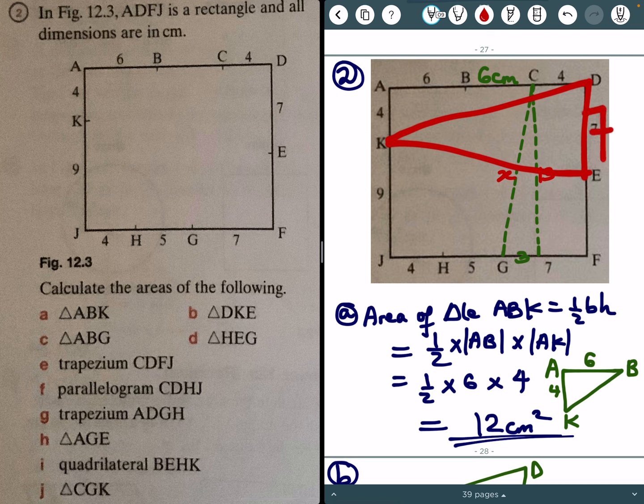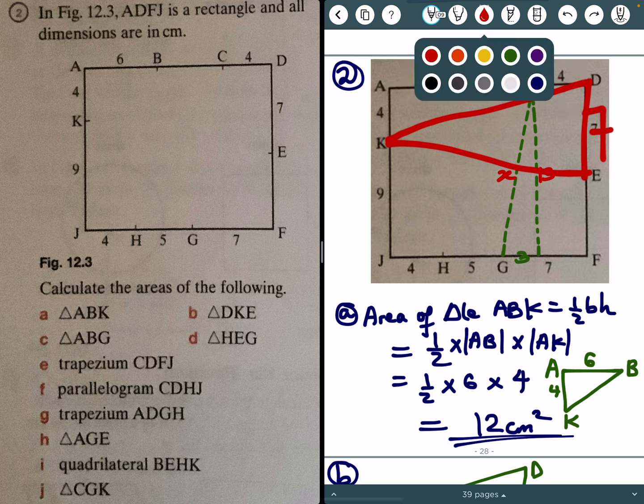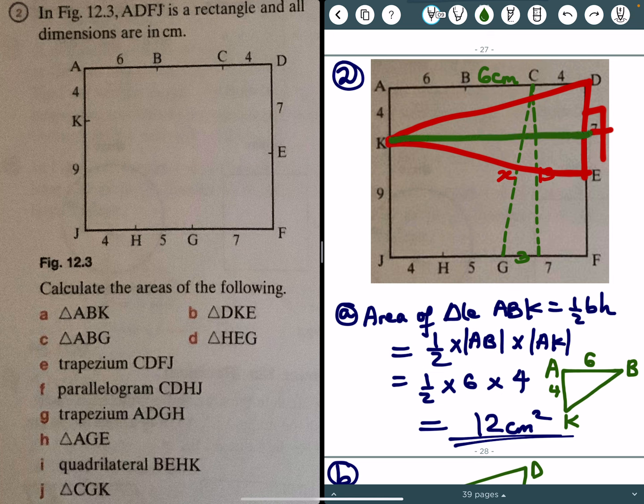The base is 7. The perpendicular height is what? The perpendicular height is the whole length here. So that's 6 plus 6 plus 4. So the base is 7 and the vertical height, I could draw it in the middle of the triangle to make it look like a height. The vertical height is 6 plus 6 plus 4. That's 16. The vertical height is 16.